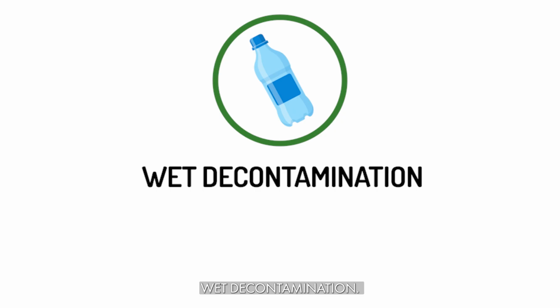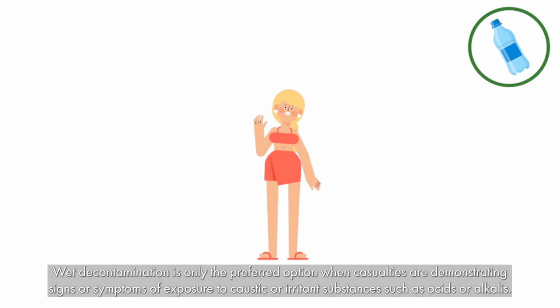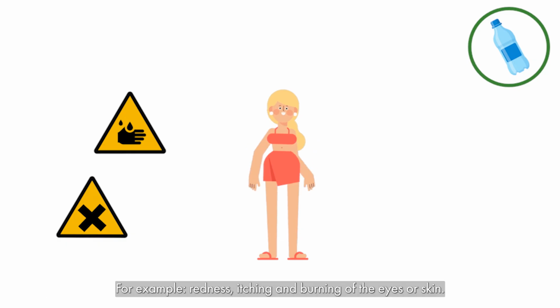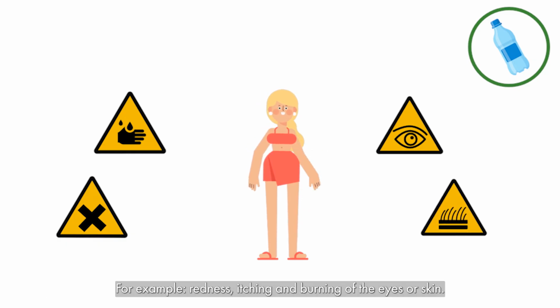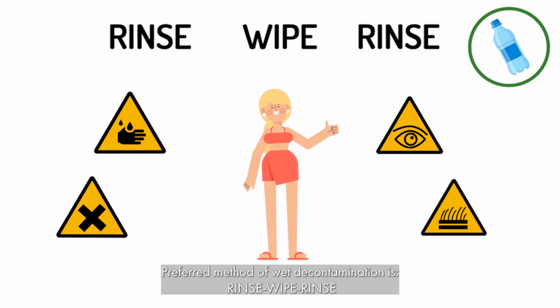Wet decontamination. Wet decontamination is only the preferred option when casualties are demonstrating signs or symptoms of exposure to caustic or irritant substances such as acids or alkalis, for example, redness, itching and burning of the eyes or skin. The preferred method of wet decontamination is rinse, wipe, rinse.